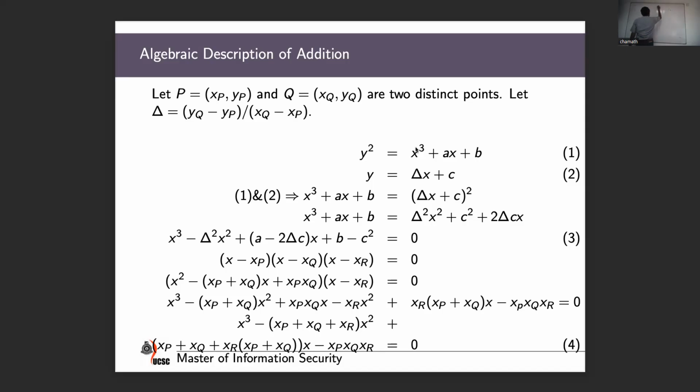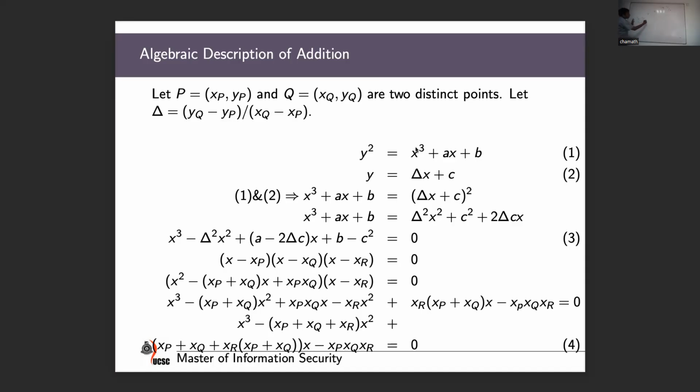So I'm just going to draw the line. We have a point P here, point Q here, and over here, this point has X_R, minus Y_R. Now the gradient of this line, delta, is equal to Y_Q minus Y_P divided by X_Q minus X_P. It doesn't matter whether you write it the other way around, Y_P minus Y_Q over X_P minus X_Q. Both are the same.